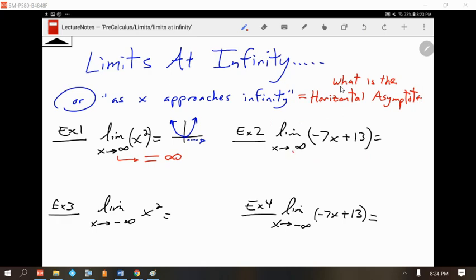But what happens as x goes to infinity here for negative 7x plus 13? Well, as x gets bigger and bigger and bigger, y goes where? And what's supposed to happen is you go, oh, well, this is a linear function. It has a negative slope. The line goes downhill from left to right. So as x gets bigger, y goes to negative infinity.